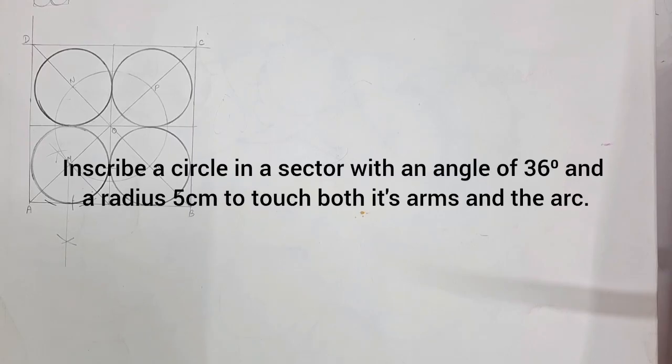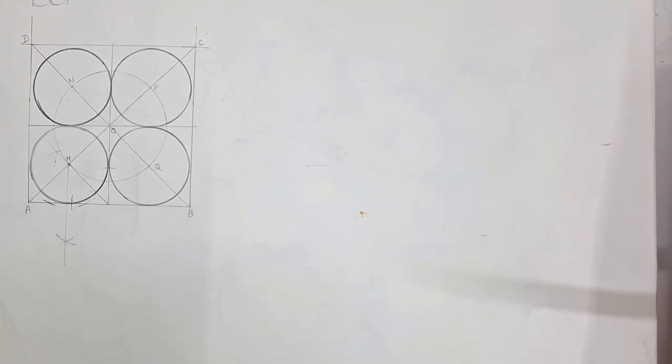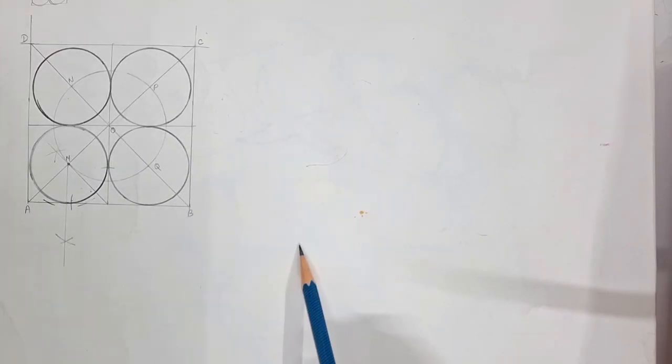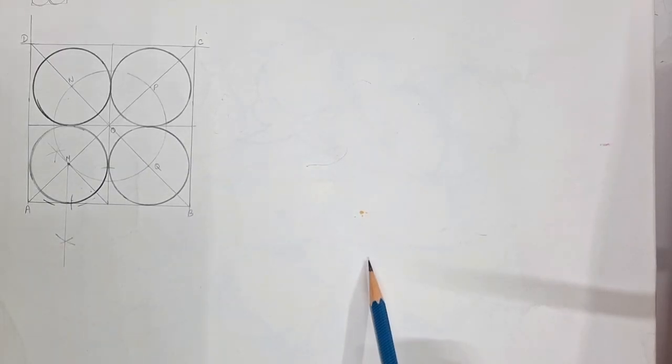Inscribe a circle in a sector with an angle of 36 degree and a radius 5 centimeter to touch both its arms and the arc. They have given us the angle of the sector. Now what is the sector? A sector is any part of a circle. So here they have given the angle of the sector as 36 degrees. So a circle makes 360 degrees. Here a part of this circle, that is sector, is of 36 degrees.